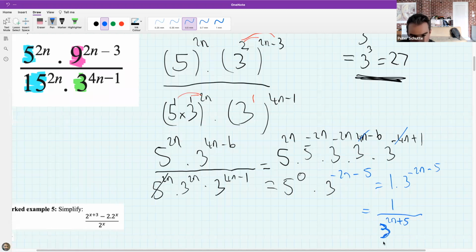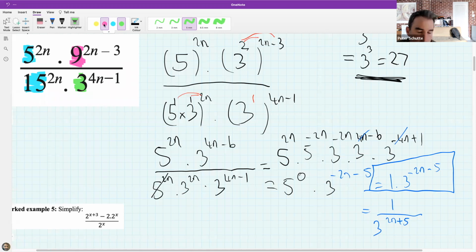Now, it's not the only way to do it the way I did it, but I think on average, most students like this idea of moving everything to the top. There are many other ways to do it, but as long as you got that answer, you are fine. So 3 to the power of negative 2n minus 5 is also correct. It's just that often in these questions, they like you to leave your answer with a positive power. And so this is correct, but then I just moved it below the line, and you'll notice that it became a positive power now.